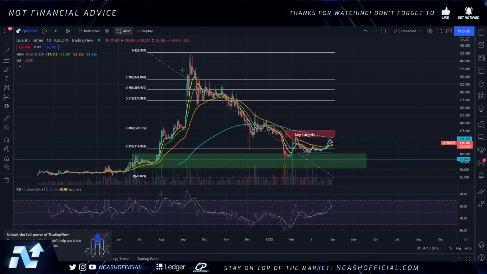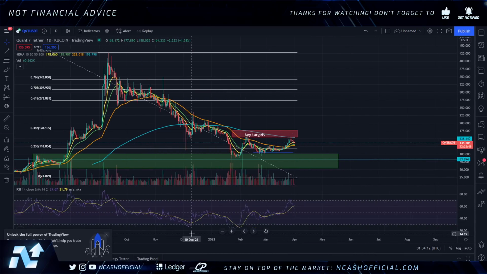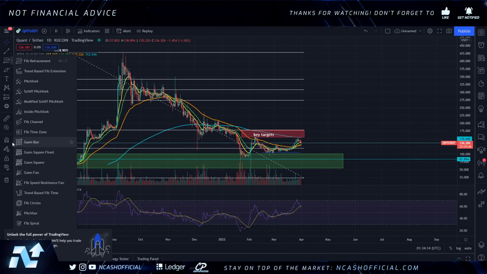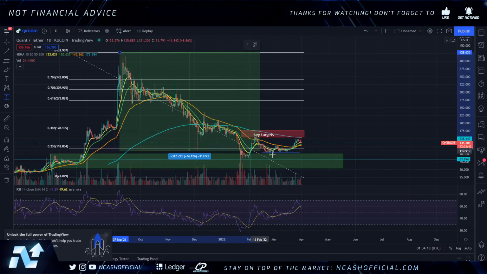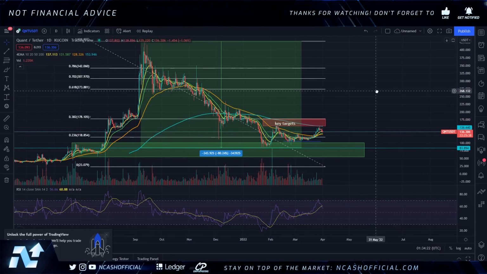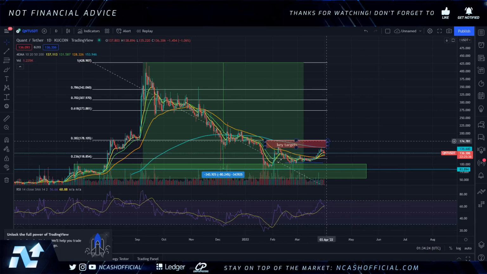Similar to QNT right now, right? Check this chart out. If we go from the all-time high to the bottom structure down here, this thing was down 80%. Then here we are, trading sideways, starting to have this breakout event.